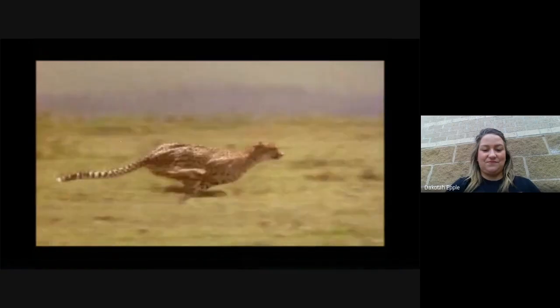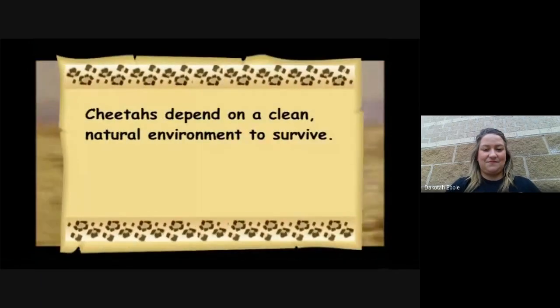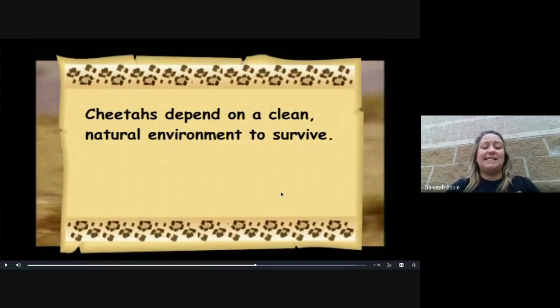Let's try another. Cheetahs depend on a clean, natural environment to survive. Okay, so that sentence is saying that cheetahs need a clean environment to survive. So they don't need to live in places where there's lots of houses or things like that. So in this one, is the author trying to inform us on what cheetahs need or convince us to clean up cheetahs' environments? Think about that.